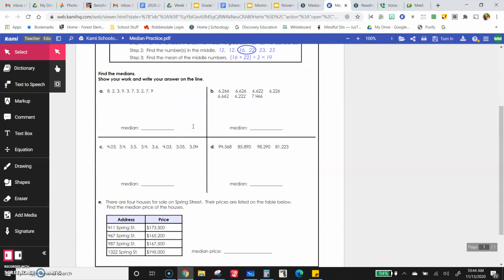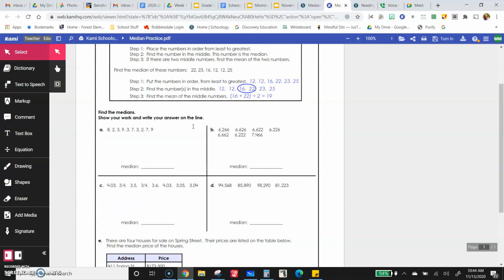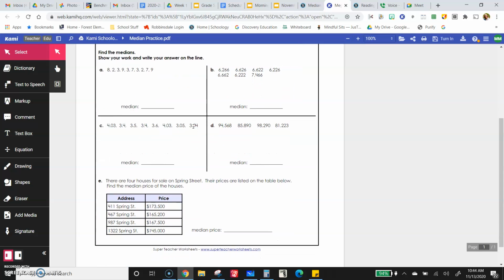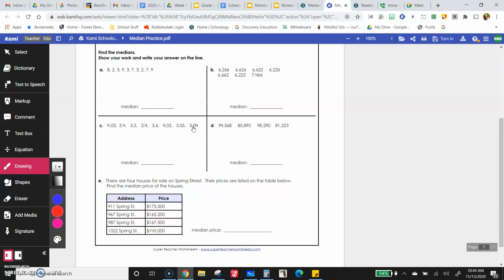Okay? Let's go to your worksheet for this one. So here, 5 problems to do. You're finding the median. Some of them, I believe, have an odd number of numbers. Some of them have an even number. So you'll just have to see. Now, I'm going to help you with C because those have decimals, and we haven't talked about putting decimals in order yet. So I'm going to help you do that part of it.